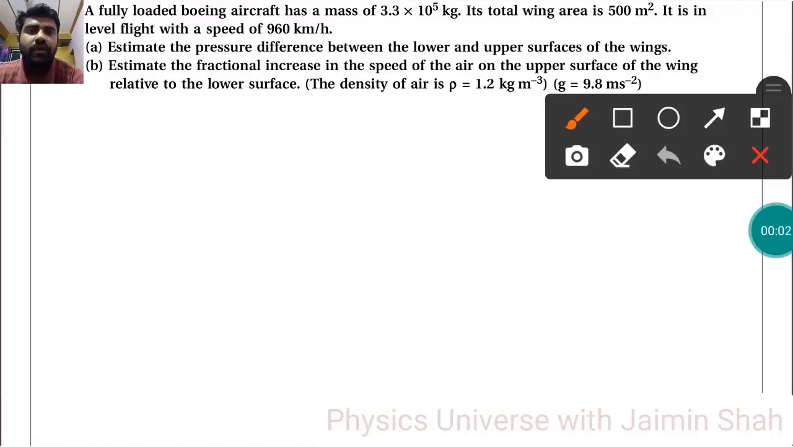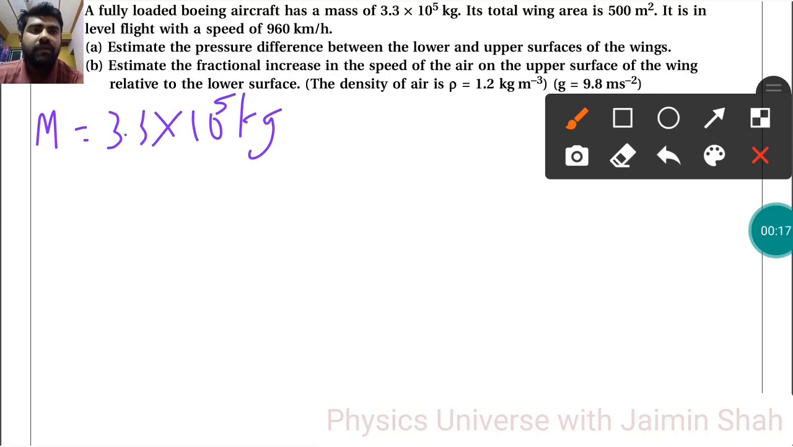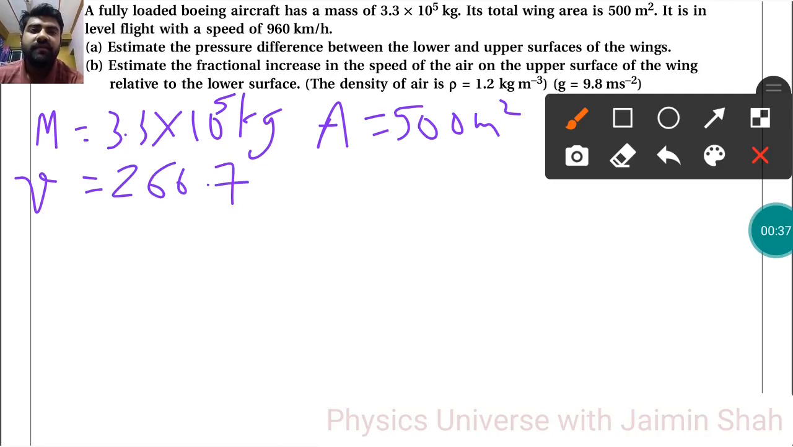The question is: a fully loaded Boeing aircraft has a mass of 3.3 × 10^5 kg. So mass m is equal to 3.3 × 10^5 kg. Its total wing area, capital A, is equal to 500 m². It is in level flight with a speed v of 960 km/h. We have to convert it into meters per second, multiplying by 5/18, so it will be 266.7 m/s. Estimate the pressure difference between the lower and upper surface of the wings.